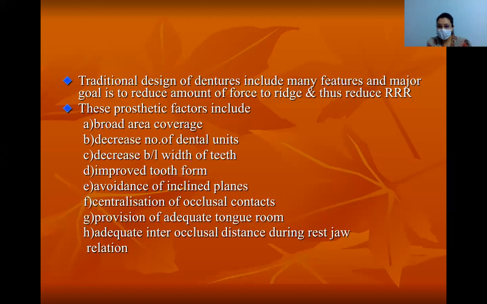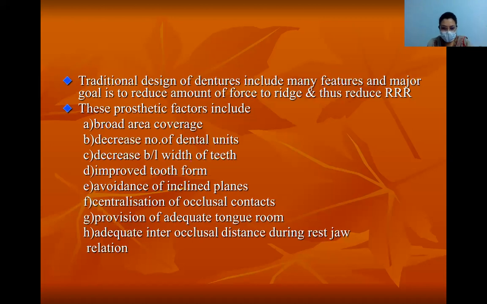Decrease the buccolingual width of the teeth. This factor is not one of the major factors, but if you reduce the buccolingual width of the artificial teeth, then you are majorly reducing the amount of forces acting. Improved tooth form, avoidance of inclined planes. If there are inclined planes in the denture, then the offset forces on the denture will increase. And therefore, this point is related to the next point, which is the centralization of occlusal contacts.